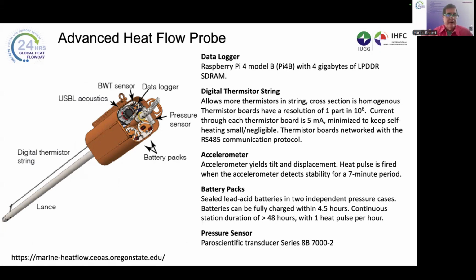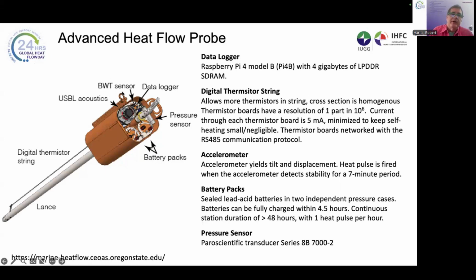And there are advantages to that, including we can place many more thermistors within a small thermistor string than analog thermistors, which require two wires going up the thermistor string to the electronics. We've also included USBL acoustics, and this serves two purposes. One, we know where the probe is in the water column. Before that, we knew the position of the ship, but not necessarily the probe. So now we know the position of the probe in the sediment when we make the measurement to great accuracy.